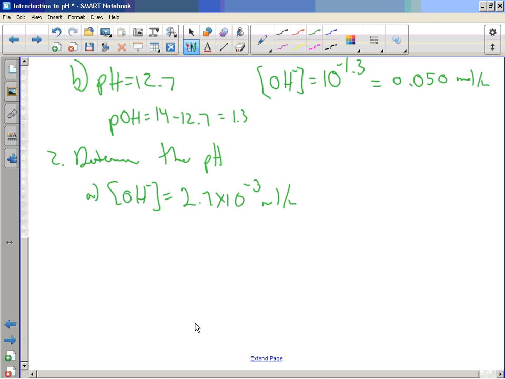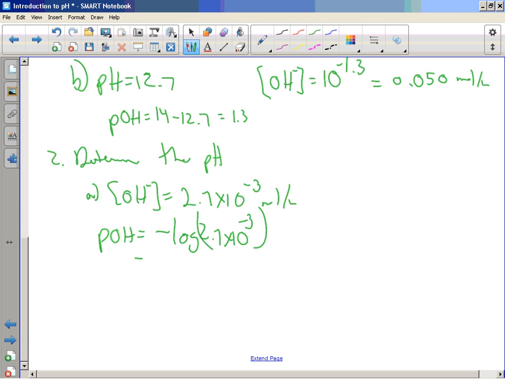So in this case, what's the first thing you're going to get? If I give you an OH minus, what's the first thing you have to calculate before you can get a pOH? Or sorry, a pH. I just gave it away. Before you can get a pH, you have to have a pOH. You do the pOH just like you do the pH, except you're using the OH numbers. Negative log 2.7 times 10 to the negative 3.